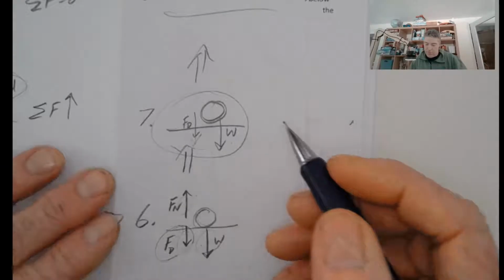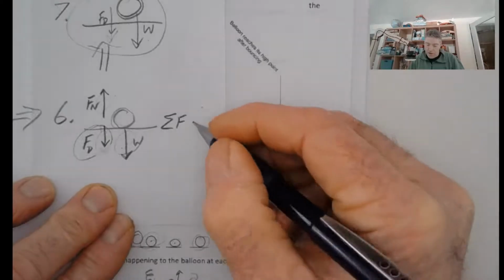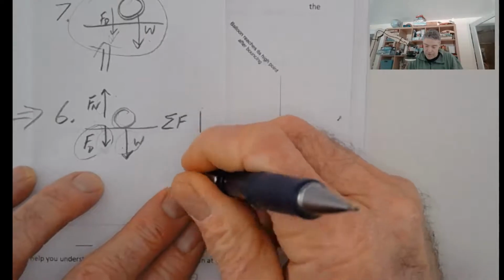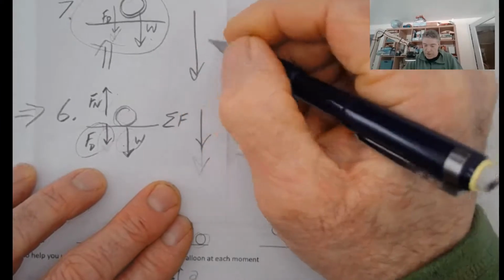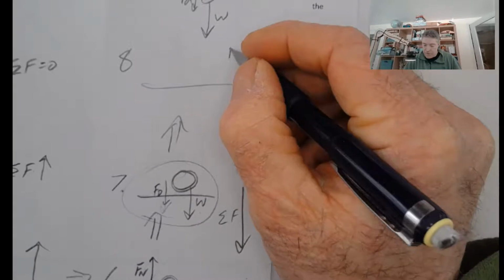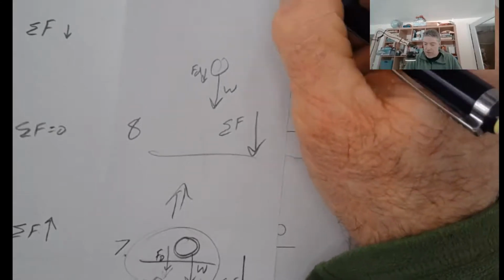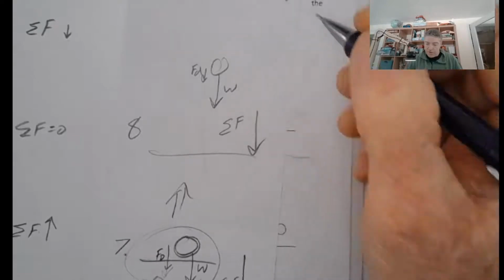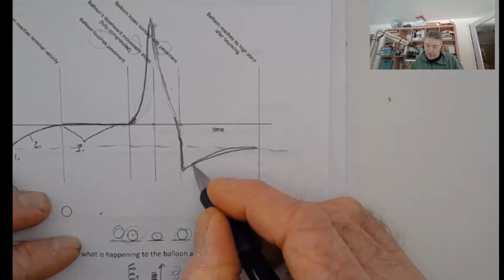So I've left out my net force on these diagrams. Here the net force is really strong and down. Here the net force is not quite as strong and down. And here the net force, I'm just going to say weight equals net force, is down, and it's the same as weight. So what's going to happen is something like that.